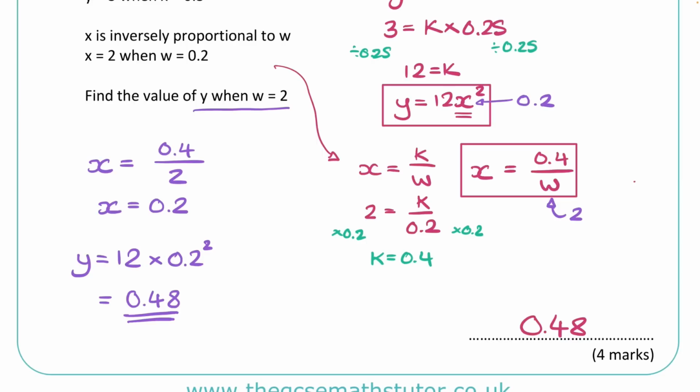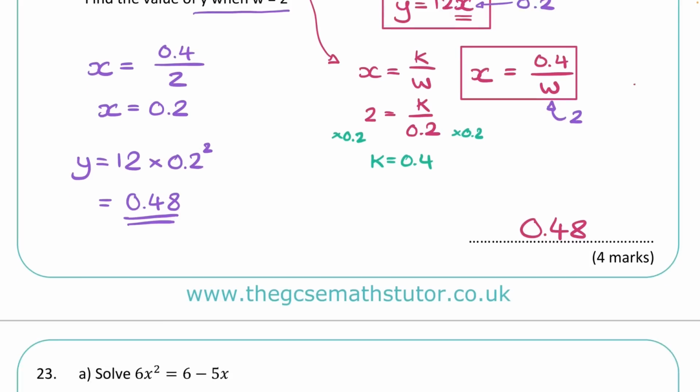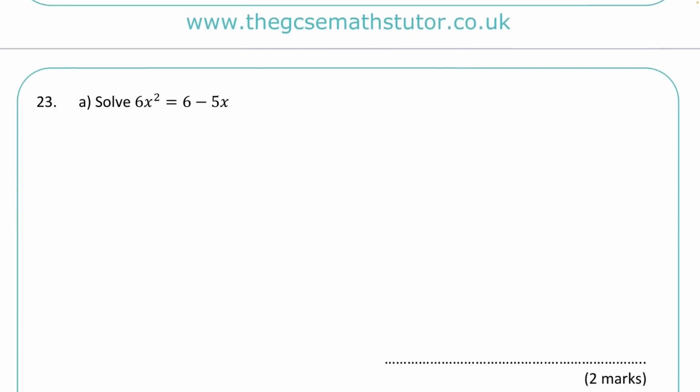But of course, remember you can be asked to merge these together, so be aware of that. If it said something like write a formula for y in terms of w, well, you'd have to substitute that 0.4 over w into that other formula there in place of x. But there we go, there was some direct and inverse proportion using both forms.